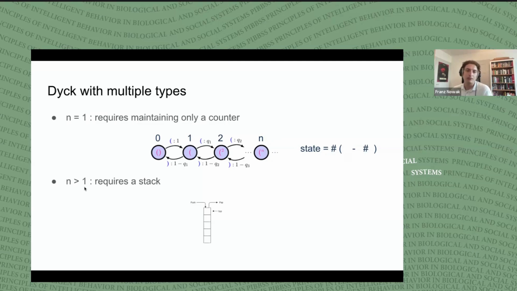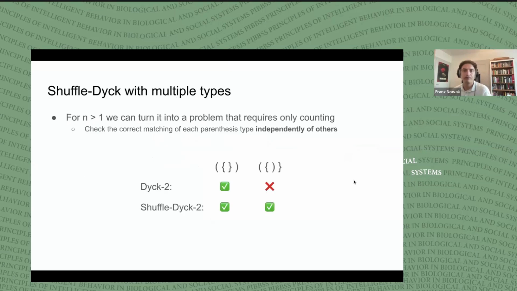If we have more than one type of parentheses, however, then this doesn't work anymore because in order to correctly nest, we can't just keep track of how many parentheses we've opened. We have to also know what was the last type of parenthesis that was opened, because that is the one that needs to be closed if we want to close. And so that requires a stack data structure.